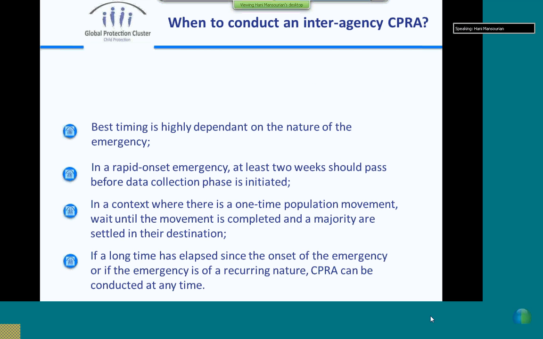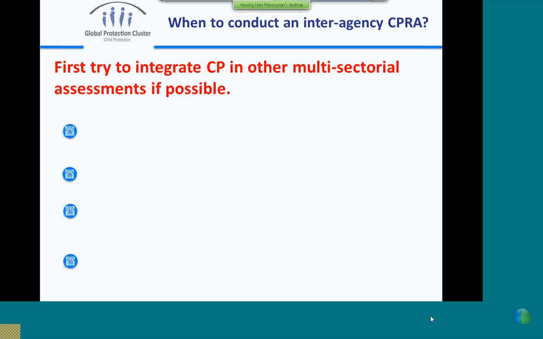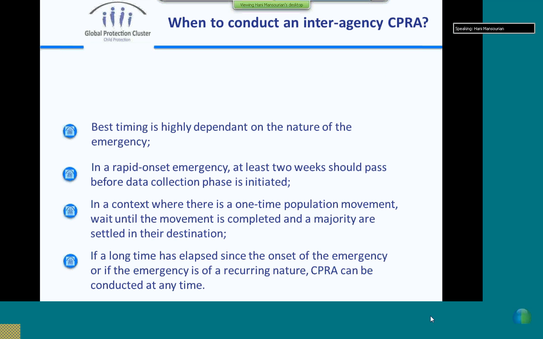Of course, as with any kind of intervention or response, the timing is very dependent on the nature of the emergency. One thing that we always say we won't do is we would never, in a rapid onset emergency, start immediately after the emergency. And the reason for it is related to the nature of our sector, which is child protection. Child protection being more of a qualitative field of work, it does not allow for a quick and dirty approach to data collection.